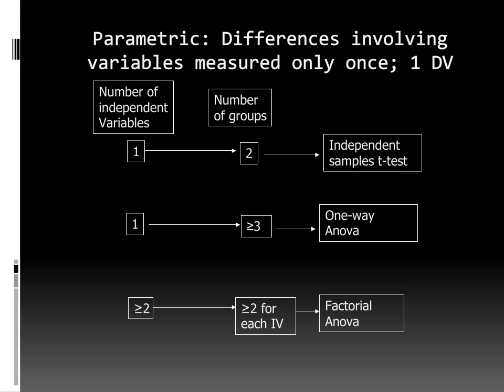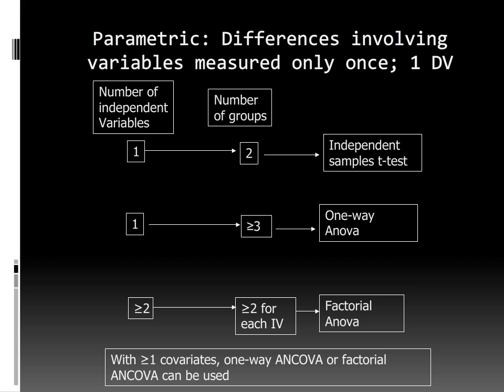You have one dependent variable, which is only measured once, motivation to exercise, and 2 independent variables with 2 or more measures for each independent variable. The first independent variable is exercise climate, competitive versus cooperative, and the second is gender, males versus females. In the one-way ANOVA and factorial ANOVA examples above, if you had one or more covariates, then one-way ANCOVA or factorial ANCOVA can be used.